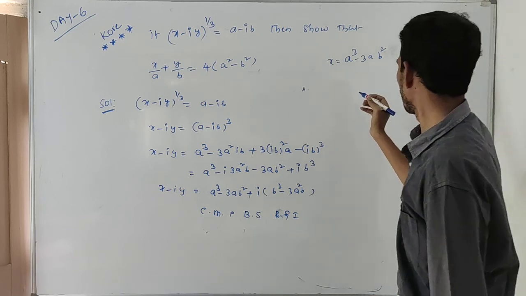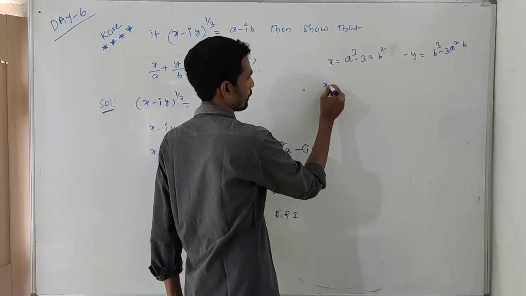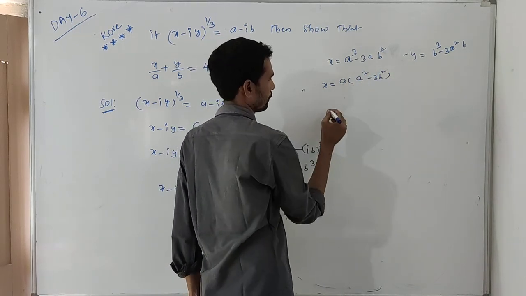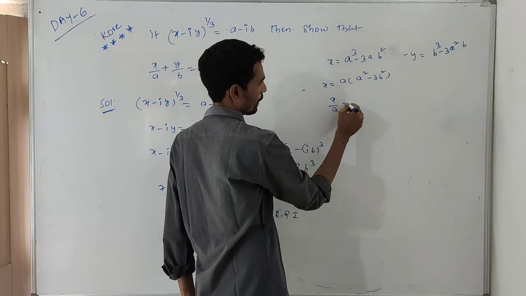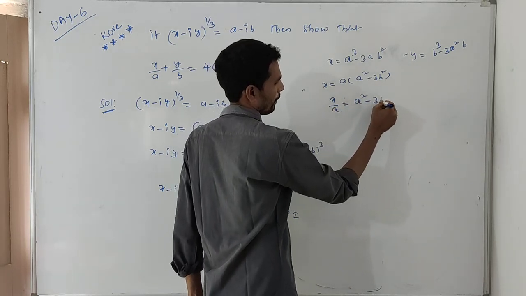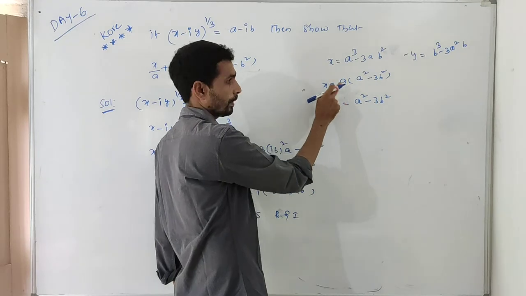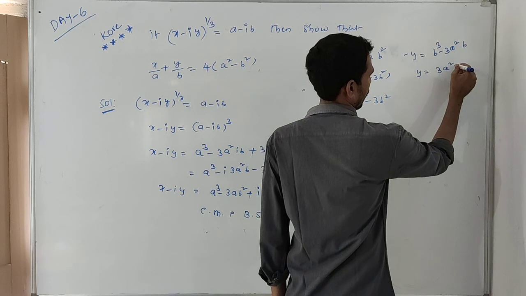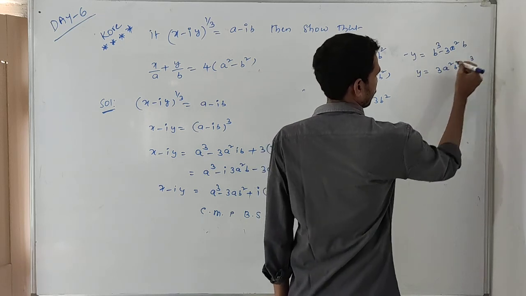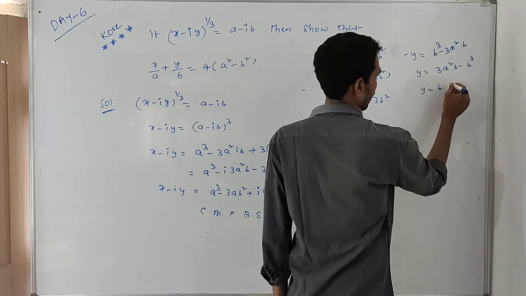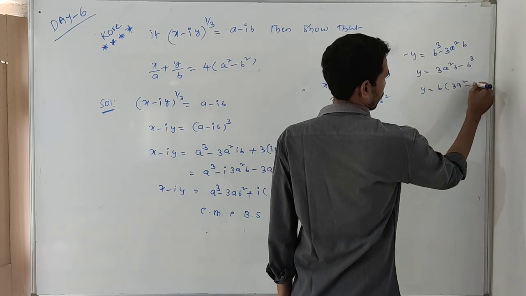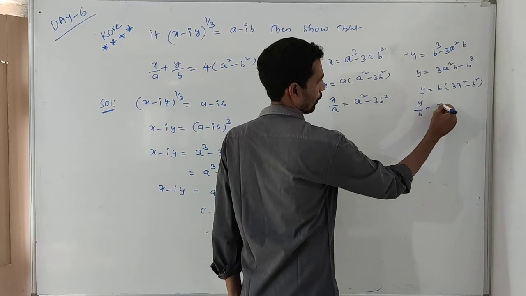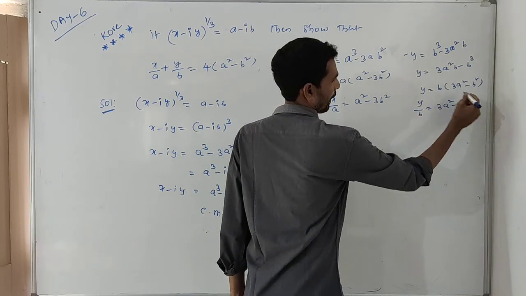Now here x is equal to a³ − 3ab², where a is common: a(a² − 3b²). So x/a is equal to a² − 3b². Here multiplication means division when moved across. Similarly, y is equal to 3a²b − b³, where b is common, remaining 3a² − b². Therefore y/b is equal to 3a² − b².